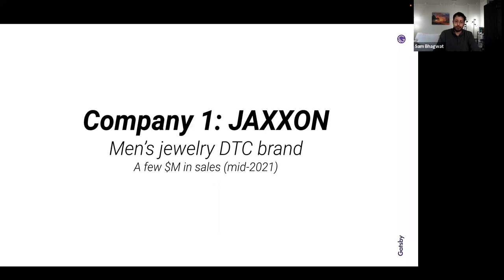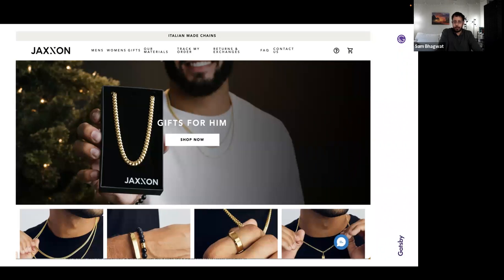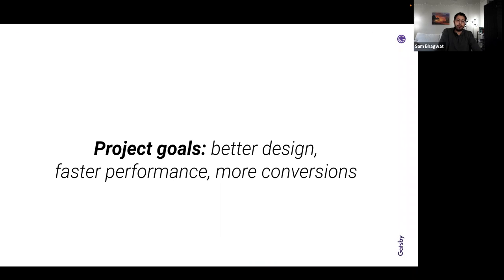So the first company and the first project that we're going to walk through is a company called Jackson. This is a D2C company, selling men's jewelry online. We're going to skip back to mid-2021 when this company had a few $1 million of sales. Here's what their website used to look like, just to give you a sense of what we're playing with here.